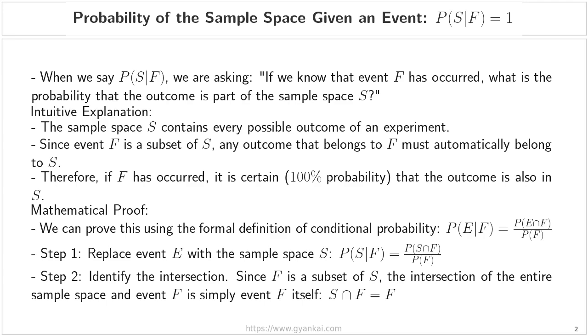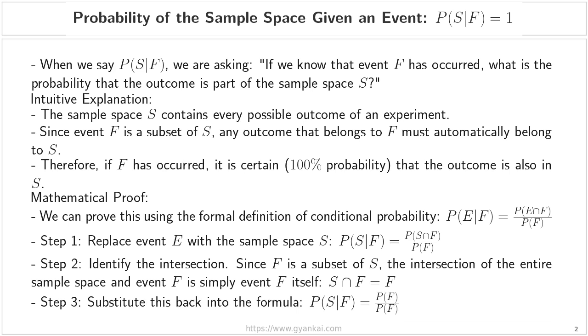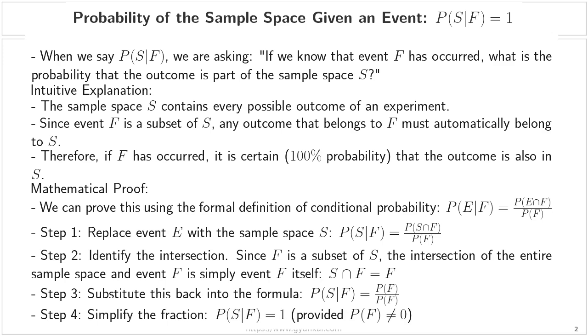In step 2, we look at that intersection. Since the entire sample space S encompasses everything, the overlap, or the intersection, between the whole sample space and event F is simply event F itself. In step 3, we substitute this back into our fraction. We are left with the probability of F divided by the probability of F. Finally, in step 4, as long as the probability of F is not 0, any value divided by itself simplifies to exactly 1.